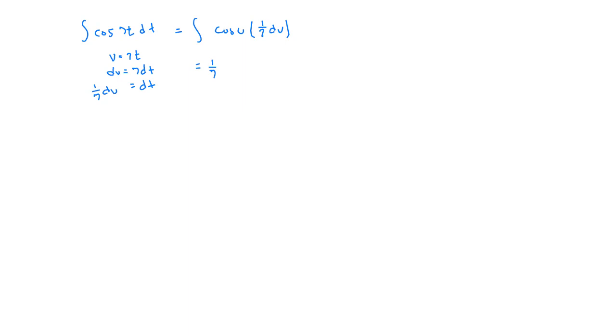That's 1/7 times the integral of cosine of u du. Now this u here is just a separate thing that I'm doing here. I'm trying to justify that antiderivative. So the antiderivative of cosine of u is sine of u. And now we'll put back in the 7t. So you see the antiderivative of cosine of 7t dt is indeed 1/7 times the sine of 7t.